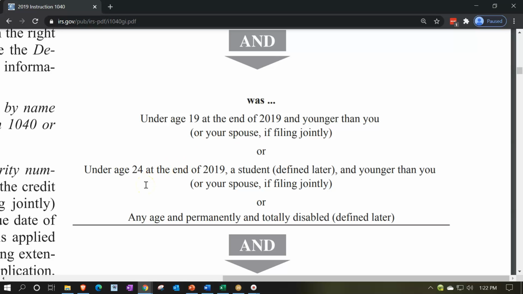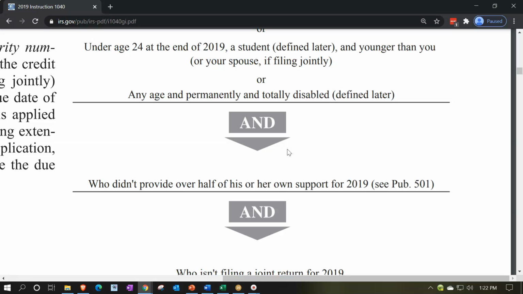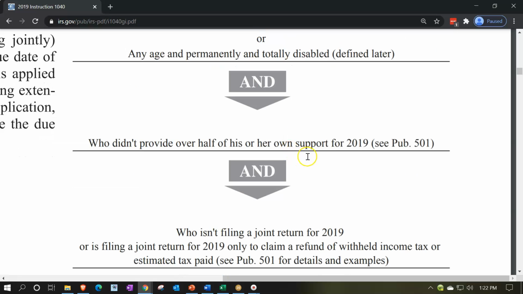And then, or under the age of 24 at the end of 2019. Again, if it was a 2020 return, you would imagine that would be 2020. And a student and younger than you or your spouse if filing jointly. So the general rule is 19, or if a student, 24, for the age of the child to possibly be a qualifying child. Then, or any age if permanently and totally disabled. If that's going to be the case, then you might be able to find more detail on that just to define what that term means. And so next test: who didn't provide over half his or her own support for 2019. Again, if it was 2020, you'd be thinking 2020 for the 2020 instructions.